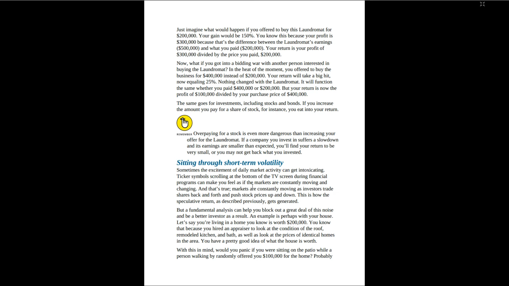If you increase the amount you pay for a share of a stock, you eat into your return. Remember, overpaying for a stock is even more dangerous than increasing your offer for the lawnmower. If a company you invest in suffers a slowdown and its earnings are smaller than expected, you will find your return to be very small, or you may not get back what you invested.